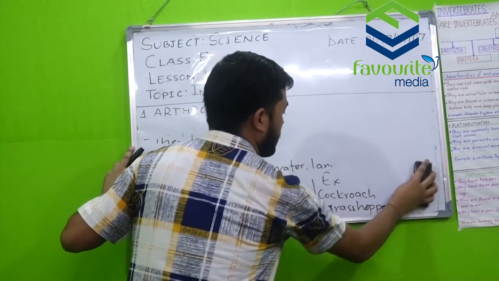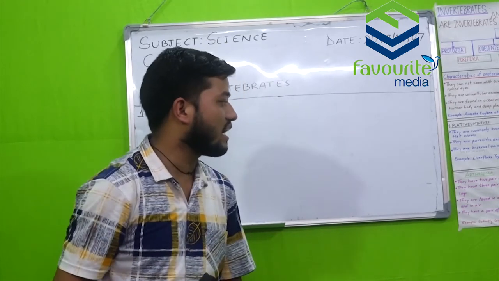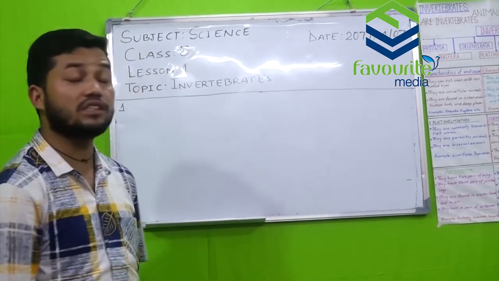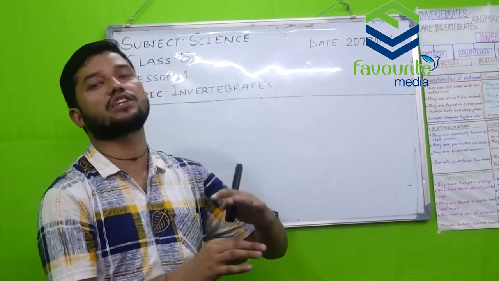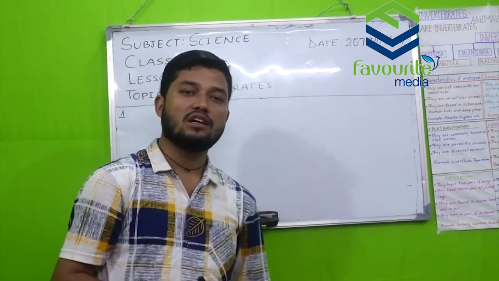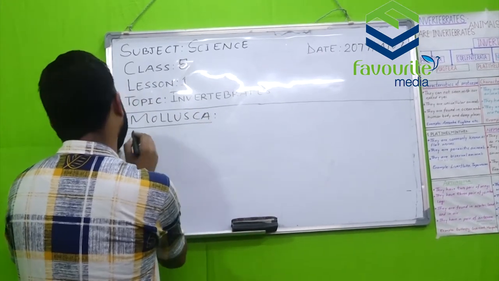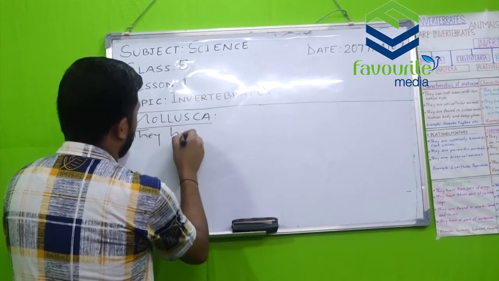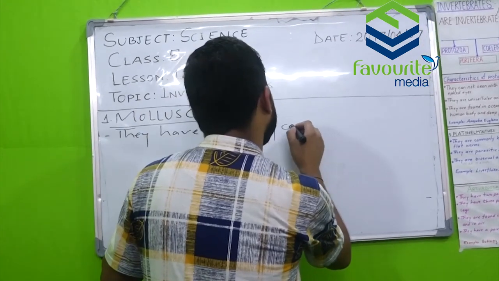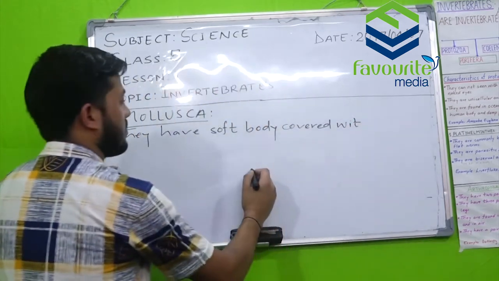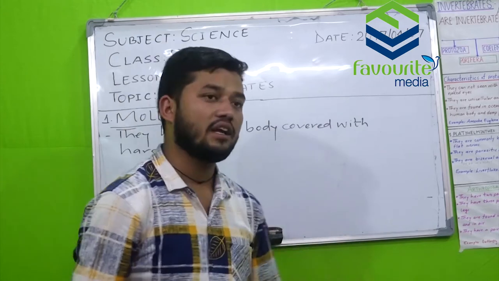Another is Mollusca. Let's discuss Mollusca with the same characteristics. Generally the animals of the group Mollusca have a soft body covered with a hard shell. The body of the Mollusca group animals is soft, and that soft body remains inside the hard shell. Let's discuss the characteristics of Mollusca. The first characteristic is they have a soft body, covered with a hard shell. Their body is soft, but it is covered by a hard shell.